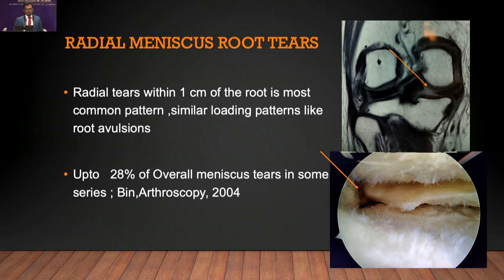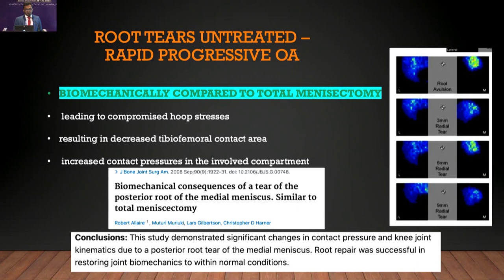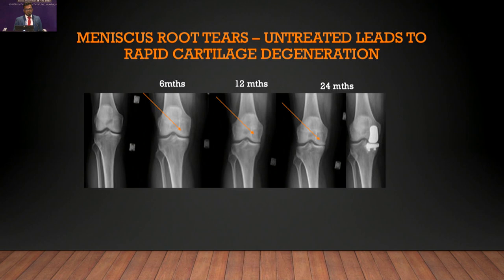If root tears go untreated, they eventually lead to rapid progression to OA. They are biomechanically comparable to a total meniscectomy, leading to compromised hoop stresses of the menisci, which increases the pressure between the tibia and the femur, and eventually degeneration of the cartilage. You can see how after the tear, the contact pressures in the tibiofemoral joint increase in these scanning studies. This is a typical history of a meniscal root tear which goes untreated, leading to rapid degeneration of the cartilage, and within 24 months the patient lands into a UKR.